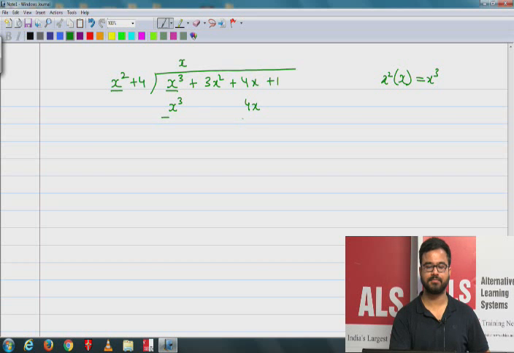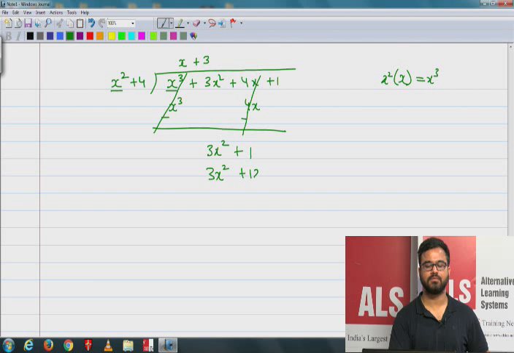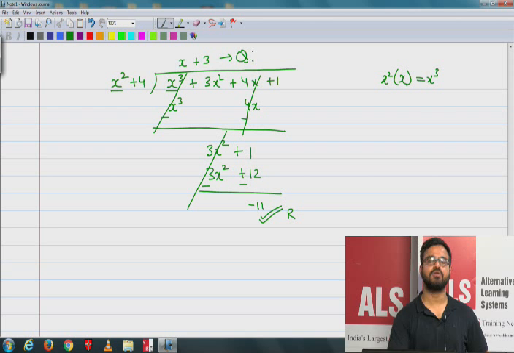Now minus, so this will be cancelled out and 4x will also get cancelled out. Now we are left with 3x square, copied down, and this plus 1 will be copied down. Now this x square will be multiplied with 3 to get 3x square and 4 multiplied by 3, that will become 12. Subtracting, 3x square minus 3x square, this will be cancelled out and 1 minus 12, that will be equal to minus 11. So minus 11 is the remainder and x plus 3 is the quotient.